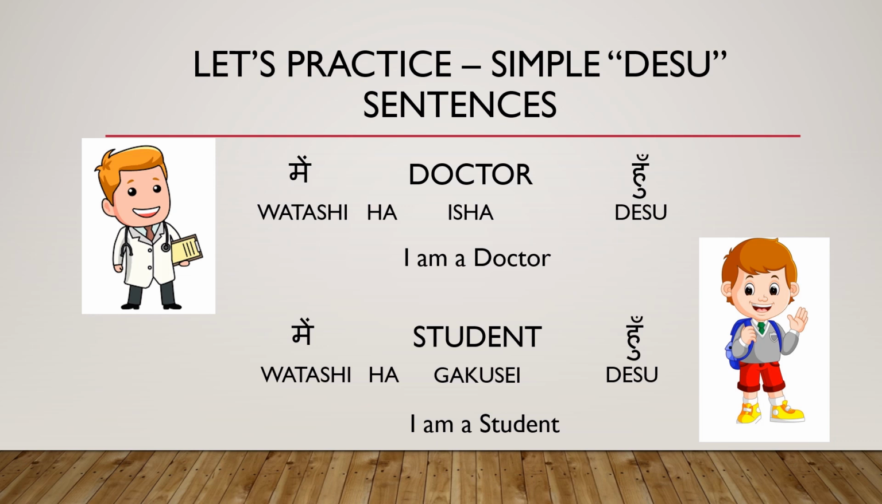Next sentence is मैं student हूँ. The word for student is gakusei in Japanese. Gakusei. Although I have written sei, there is less emphasis on the end of the word. So for मैं, the word is Watashi wa. The word for हूँ is desu. So the sentence would be Watashi wa gakusei desu. Watashi wa gakusei desu.